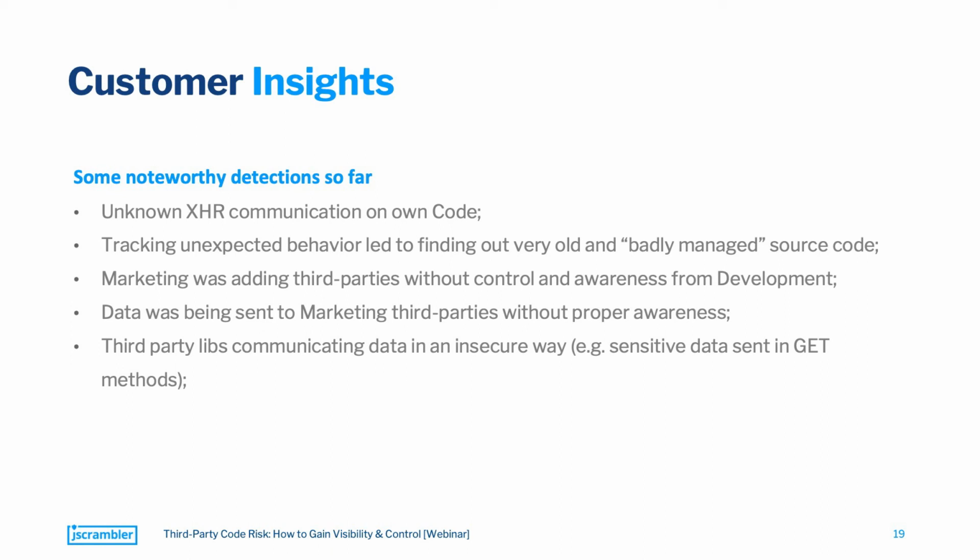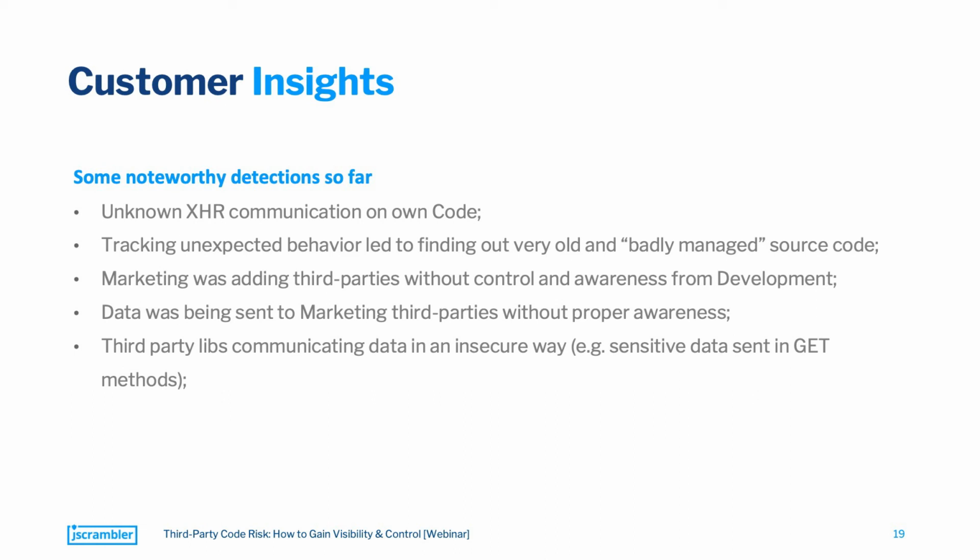We also had some other teams that were seeing some strange behavior happening on the webpage, and when they tracked it down, they ended up finding legacy code that was poorly managed and that was potentially posing a security risk. This is more common than it should be, but companies sometimes have code that is many years old, so it's very hard to keep track of what is actually happening on the client side.